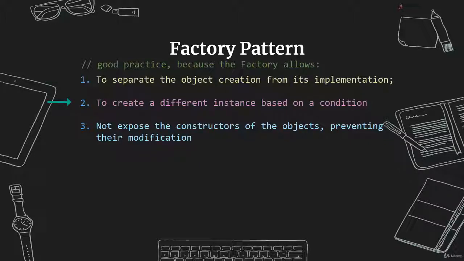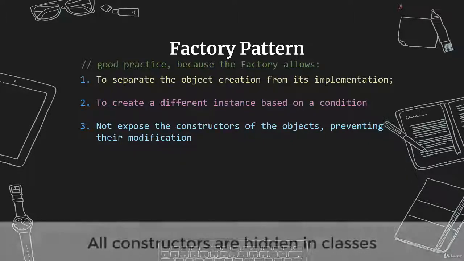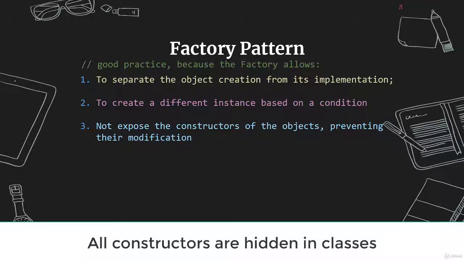Inside of the factory, we can create a different instance based on a particular condition. The factory allows us to not expose the constructors of the objects and prevents them from being modified or extended. In Node.js, this can be achieved by exporting only the factory while keeping each constructor private.